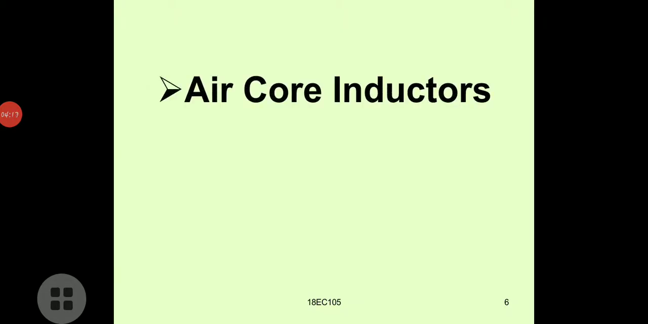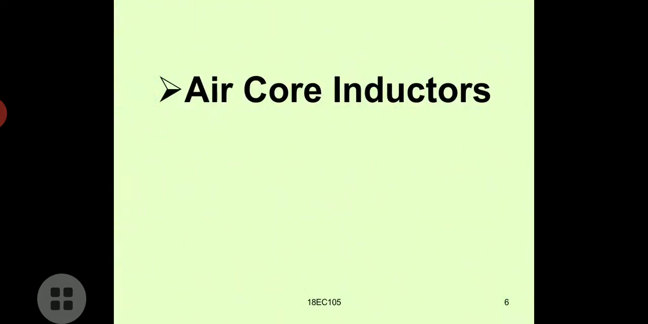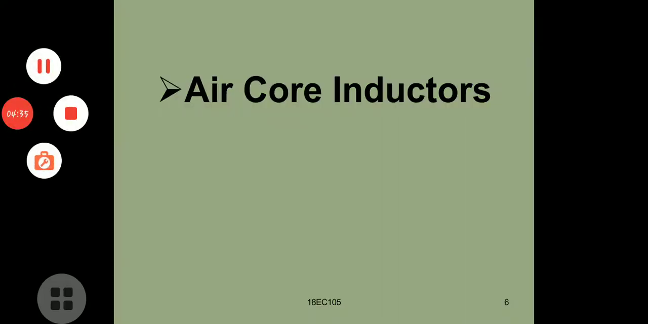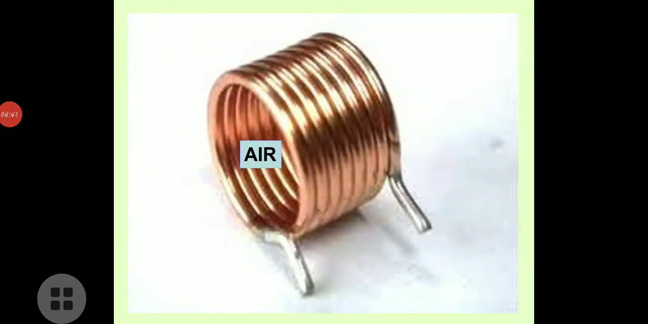Now let us see next, air core inductors. What is there inside the core? Air. So there is nothing inside the core. The strength itself has to be gained to stand in its diameter and the position. It has to be gained due to the design or the thickness of the wire that is used for winding. So the wire has to be sufficiently thick and there is nothing inside the winding, that is air. So this is air core.